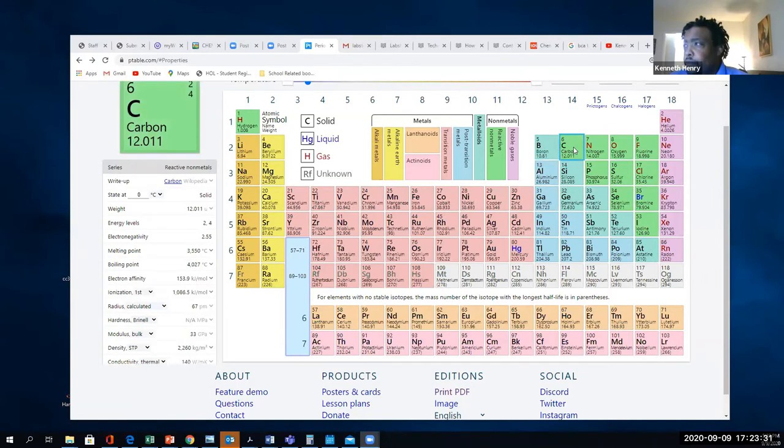So nitrogen, 1, 2, 3, 3 away. So if you gain 3 electrons, you'll be like a noble gas. Or if it loses, 1, 2, 3, 4, 5.